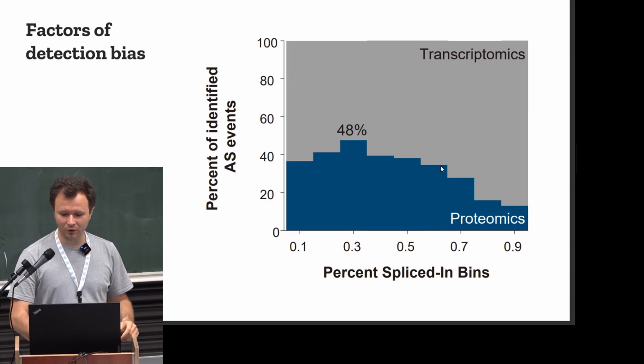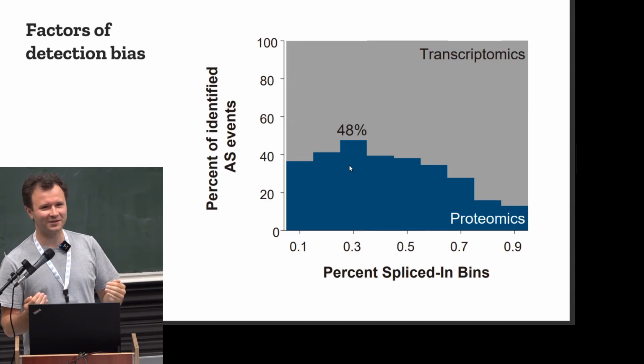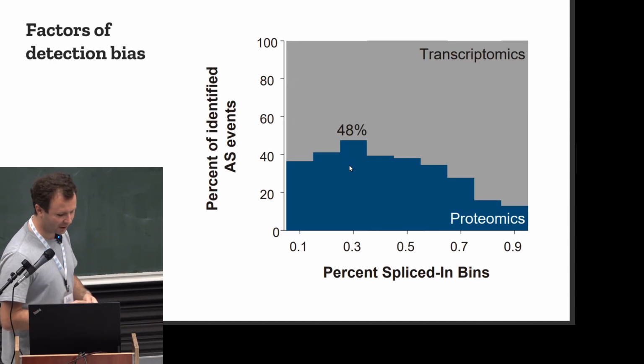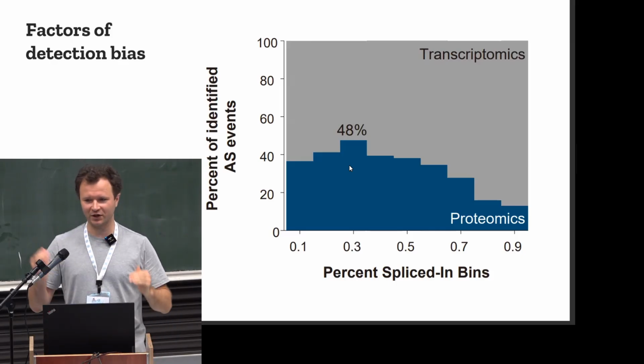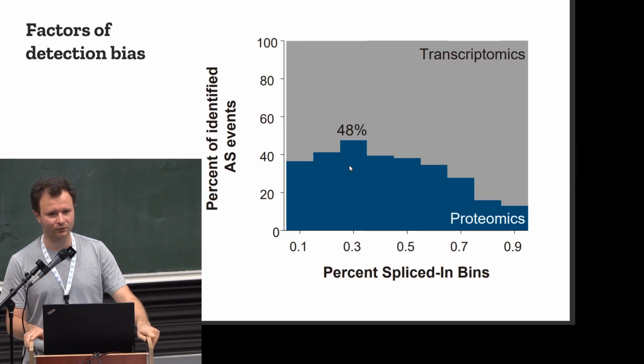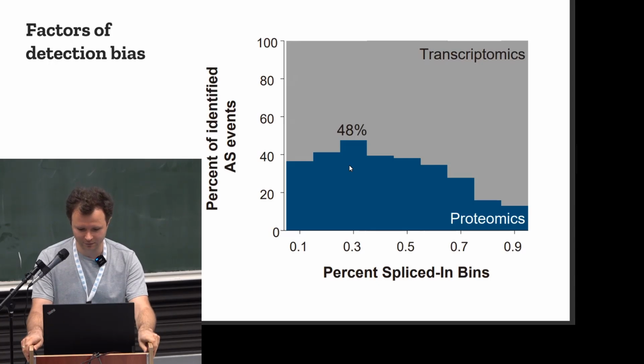And this plot actually tells us that if you want to equalize chances of detecting one versus another, you have to have expression of AC twice higher compared to the ABC. It's slightly counterintuitive, but that's basically equalized chances from a proteomic standpoint to detect these splicings, so these alternatives.